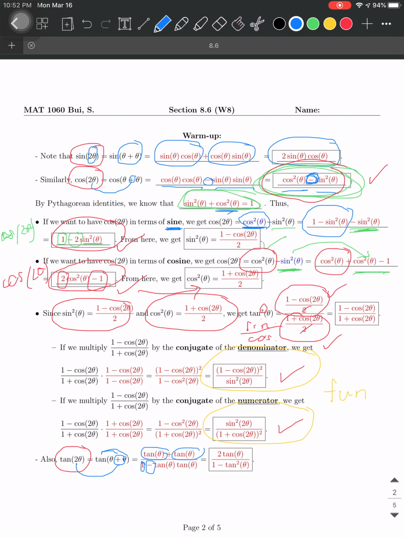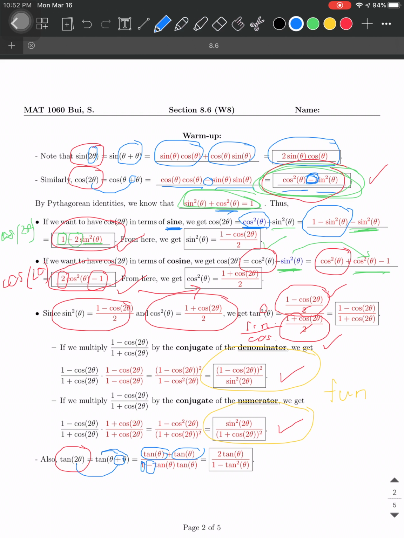Okay, and then we put the 2 tangents together. And at the end, we combine the like terms. So on the top, tangent theta plus tangent theta, we have 2 tangent theta. On the bottom, tangent theta times tangent theta, we're going to have tangent theta squared, or tangent square of theta.